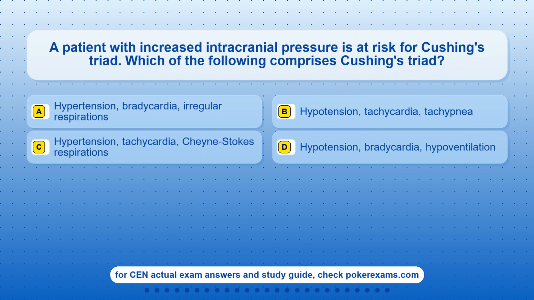Question 2. A patient with increased intracranial pressure is at risk for Cushing's triad. Which of the following comprises Cushing's triad? Option A. Hypertension, bradycardia, irregular respirations. Option B. Hypotension, tachycardia, tachypnea. Option C. Hypertension, tachycardia, Cheyne-Stokes respirations. Option D. Hypotension, bradycardia, hypoventilation.